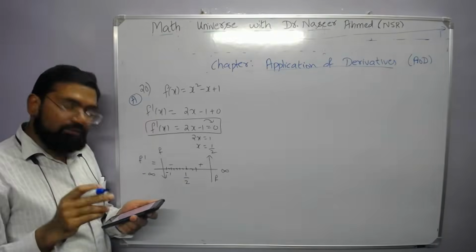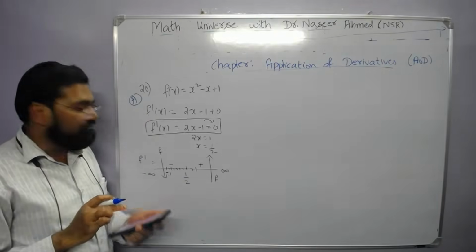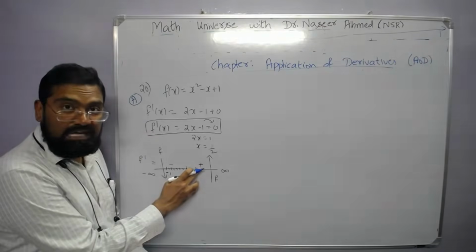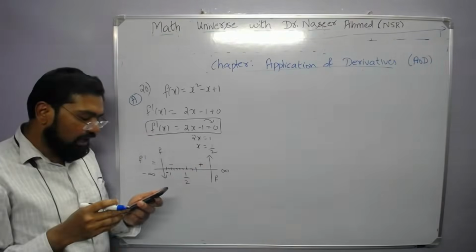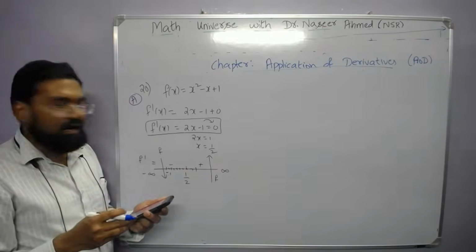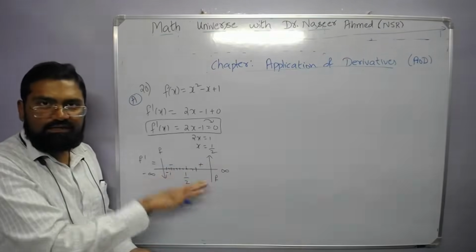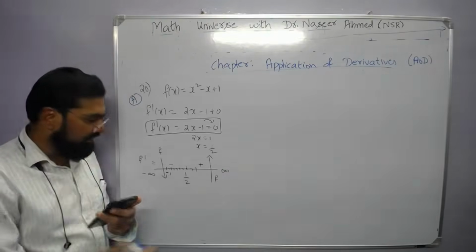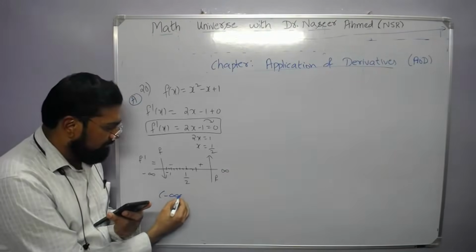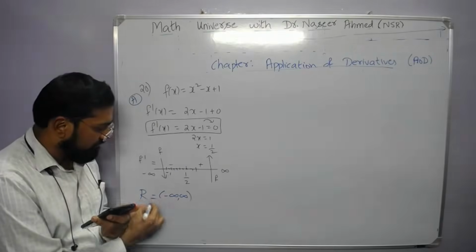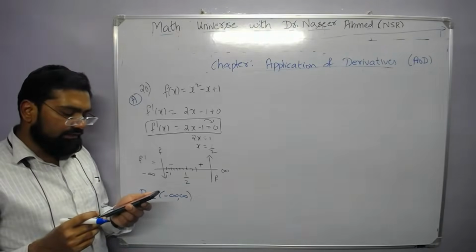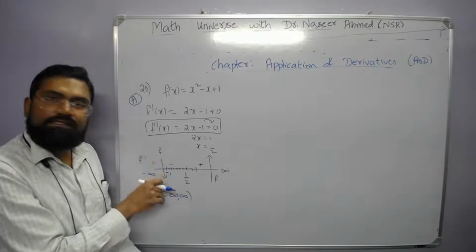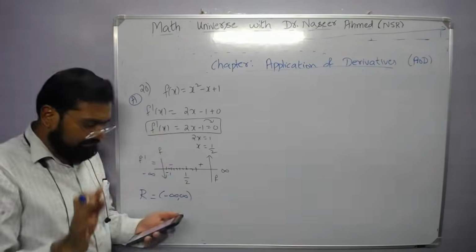Option B says decreasing on half to infinity. Half to infinity, f dash sign is positive. It's increasing, but they gave us decreasing. So option B out. Option C says increasing on R. No, on R it is not increasing. It's neither increasing nor decreasing. On R means minus infinity to plus infinity, whenever they write minus infinity comma plus infinity, that is nothing but R. Then increasing on minus infinity comma half. Minus infinity comma half is what? It is decreasing. So option A is clearly the correct one.